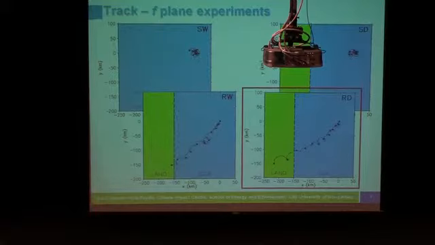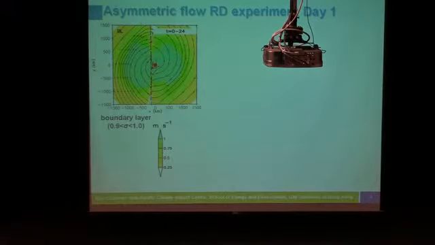So let's focus on this result and analyze it a little bit more. If you look at the asymmetric flow in this experiment after 1 day, this is in the boundary layer, so it's from about 900 millibars to the surface. This is called the asymmetric flow, so you subtract the symmetric part of the circulation.